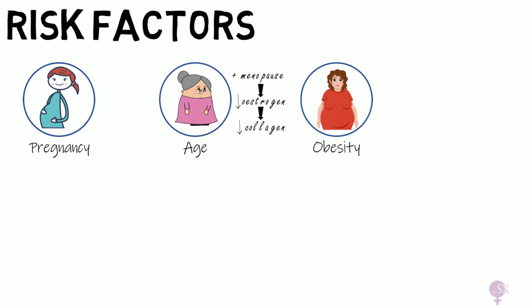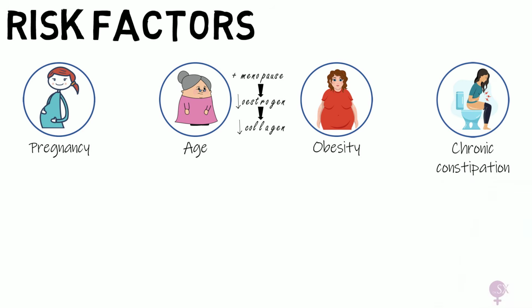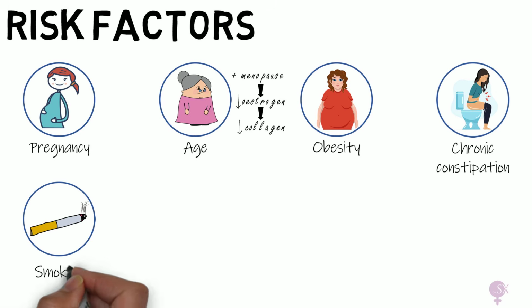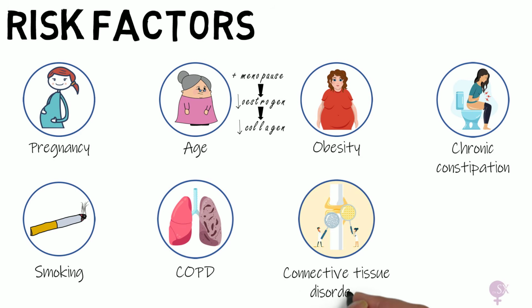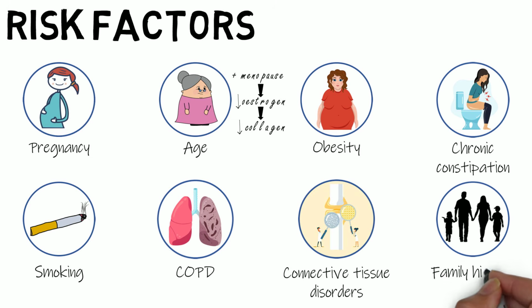Obesity also causes an increased risk due to raised intra-abdominal pressure, resulting in chronic increased pressure on the pelvic floor. Similarly, chronic constipation also causes chronic increased pressure. Another risk factor is smoking, which is associated with a chronic cough, again putting pressure on the pelvic floor. Same can be said for patients with COPD. Women with connective tissue disorders, such as Ehlers-Danlos or Marfan's, are also at risk of developing a prolapse, as well as women with a family history.